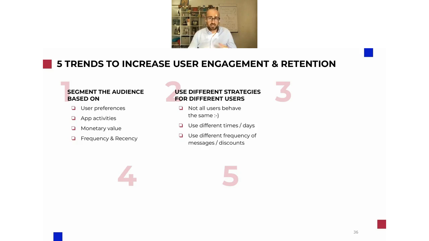So differentiate those messages and strategies based on the parameters that we have seen before: app behavior, app usage, monetary value, but also frequency of usage, like the kind of money power that the user has, right? So give different discounts. And this is very important, because we see very well that if we actually use different communication strategies, the users engage better, engage more, and of course the retention also improves.